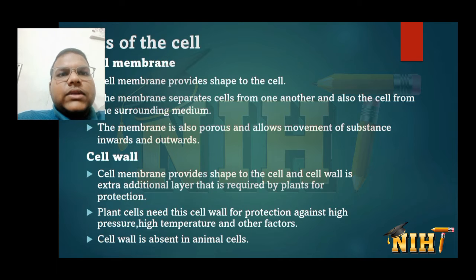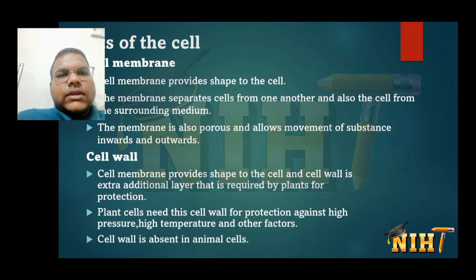Now, parts of the cells. Cell membrane provides shape to the cell. As we have discussed earlier, the membrane separates the cells from one another and also the cell from the surrounding medium. The membrane is also porous. Porous means it has fine pores, or holes, and it allows the movement of substances inwards and outwards.